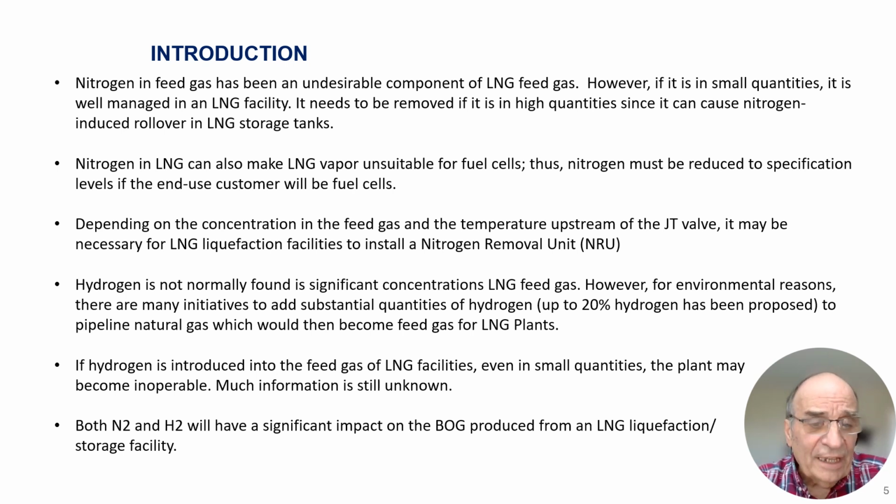Both hydrogen and nitrogen will have a significant impact on the BOG production of a liquefaction facility because both of them are very volatile gases and they outgas very rapidly. So if you have nitrogen, let's say, at 1% in your feed gas, you may have 20% in your boil-off gas, which is quite significant.